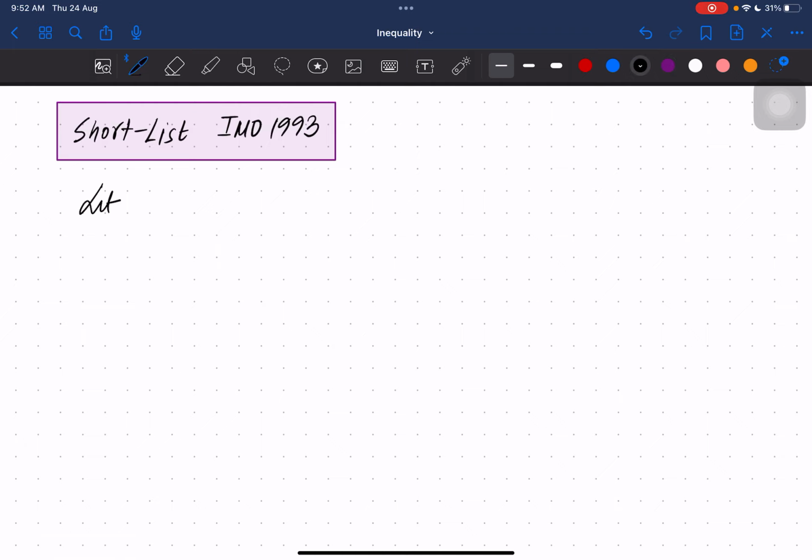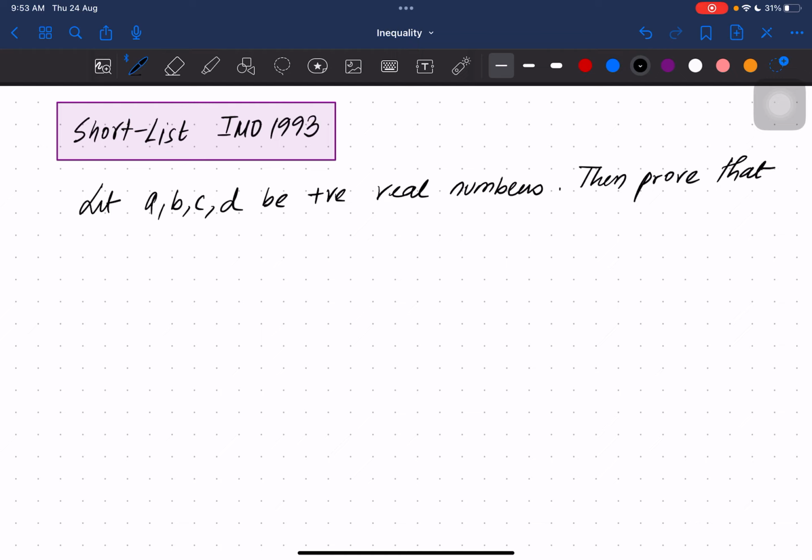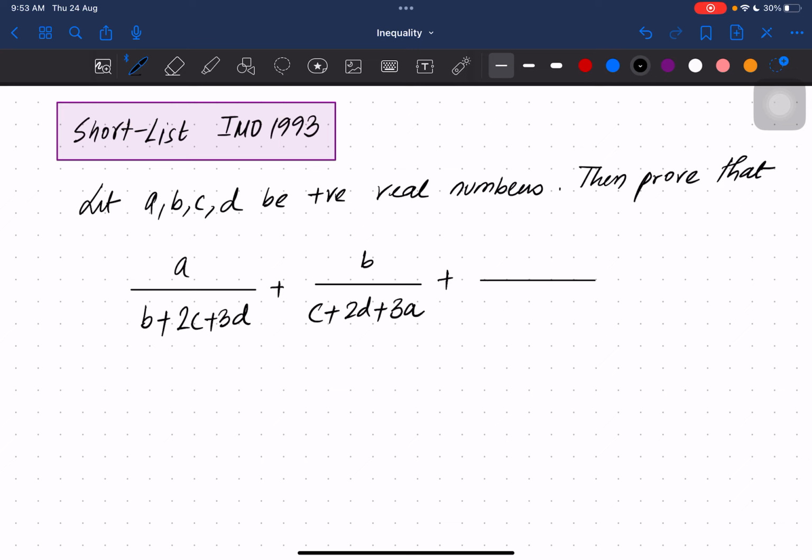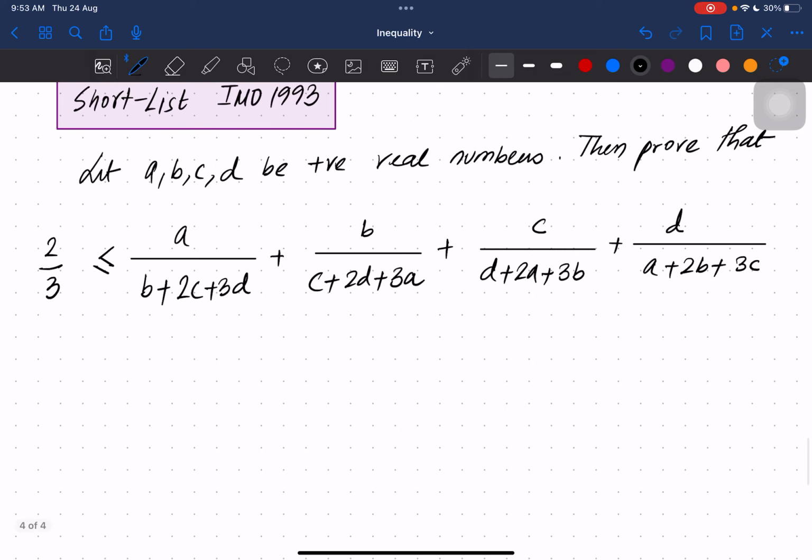So let A, B, C, D be positive real numbers. Then prove that A divided by B plus 2C plus 3D, plus B divided by C plus 2D plus 3A, plus C divided by D plus 2A plus 3B, and the final term is D divided by A plus 2B plus 3C, is bigger than or equal to 2 by 3. So this is the inequality we have to prove.